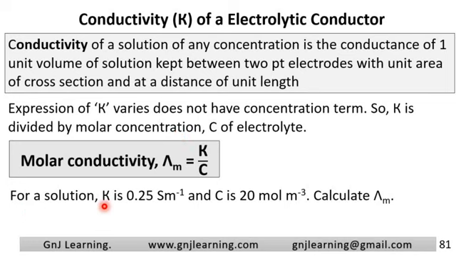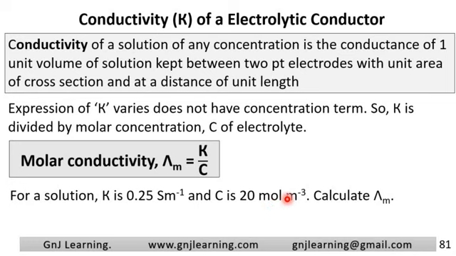For a solution, conductivity is 0.25 Siemens meter to the power minus 1. What does this mean? Conductivity is the conductance of one unit volume of solution. So if there is a unit volume of solution, the conductance of that unit volume is called conductivity. And that unit volume has 20 mole per meter cube. Per meter cube means it's the unit volume: length into breadth into height, meter cube. So in one unit volume, there are 20 moles of the electrolyte.